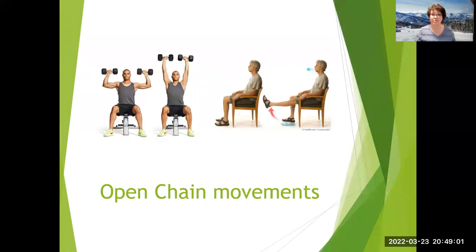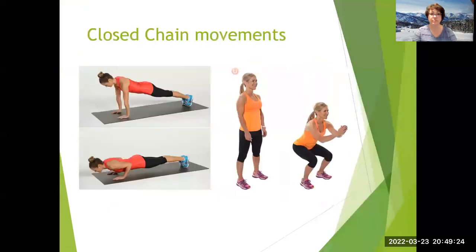I have some examples of open chain movements. So this guy doing an overhead press, that's an open chain movement for the upper extremity. The proximal section of the body is fixed and the distal section is moving. The knee extension, that's another example of an open chain movement. Proximal section is fixed and the distal section is moving.